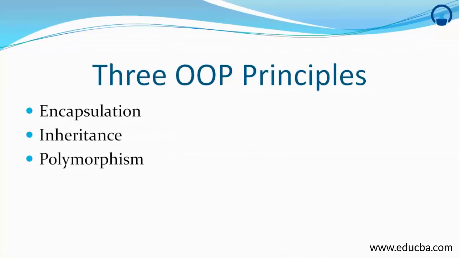Hi friends, let's move ahead and understand about the three OOPS principles in Java. All object-oriented programming languages provide mechanisms that help you implement the object-oriented model. They are encapsulation, inheritance, and polymorphism. Let's quickly take a look at all of these, starting with encapsulation.